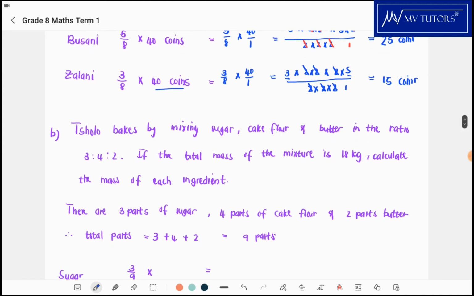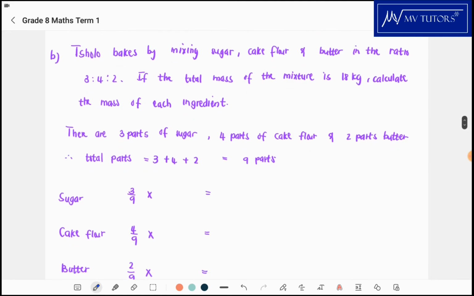Let's look at another example. Okay, how we use ratios in real life so that you can relate. All right, so Tulu bakes by mixing sugar, cake flour, and butter in the ratio of 3:4:2. So for those who want to become pastry chefs or you just want to bake for your community and you want to know how much of your ingredients you should buy, this is where ratios come into play. So yes, sugar is 3, cake flour 4, butter 2.